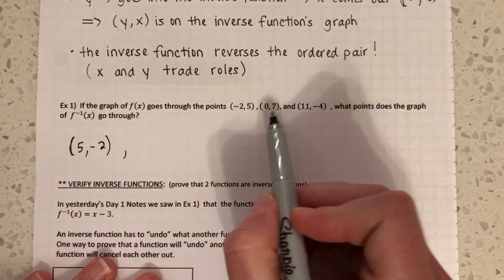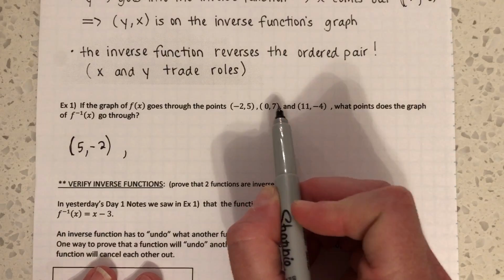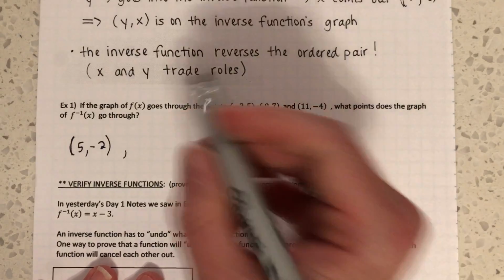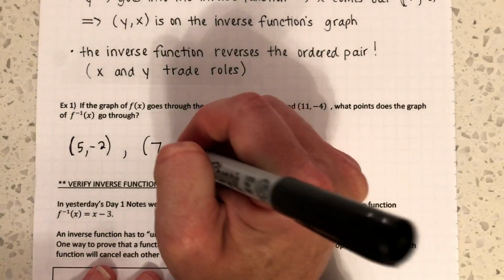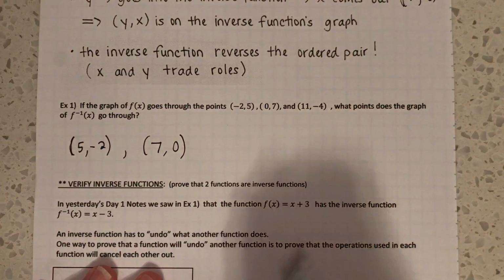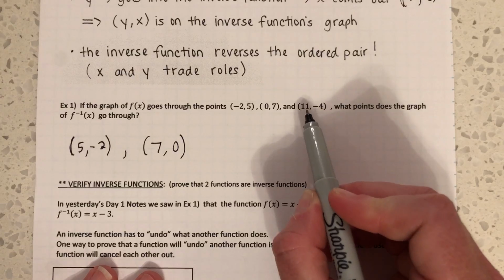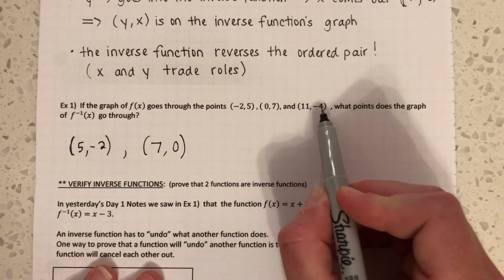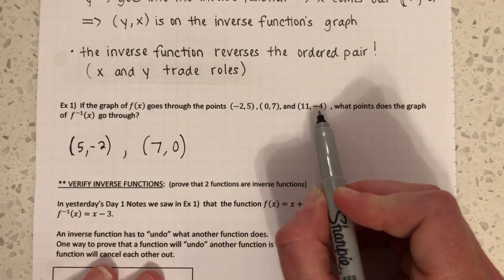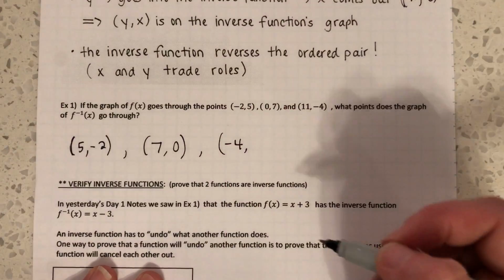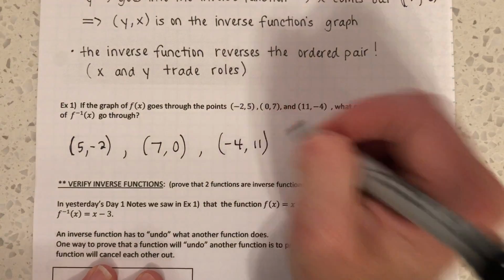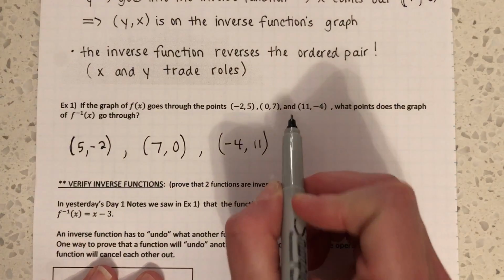All right? If 0 went into the original function and a 7 came out, then when 7 goes into the inverse, guess who has to come out? 0. And then if 11 went into the original function and a -4 came out, well then when -4 goes into the inverse, guess who has to come out? 11. It's going to undo whatever that function did.